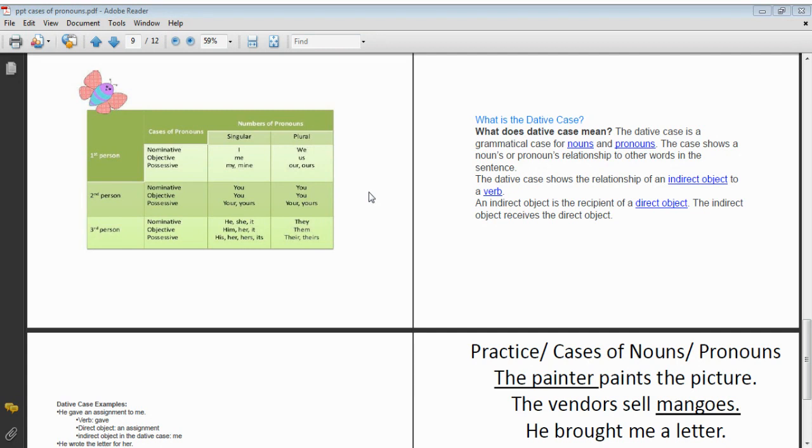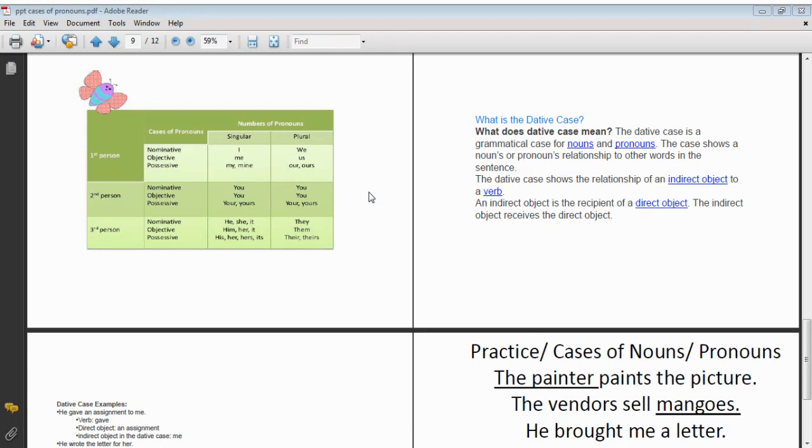So in the case of singular, we use he, she, it, and the objective pronoun of he is him, the objective pronoun of she is her, and the objective pronoun of it is it. Now we come to the possessive case. The possessive case of he is his, and the possessive case of she is hers, and the possessive case of it is its.